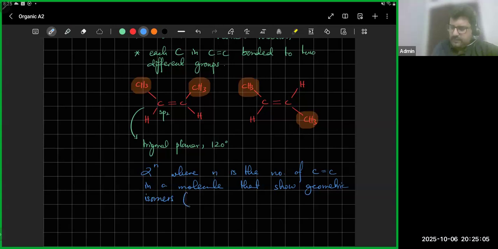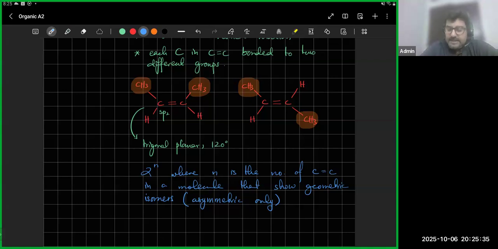And this 2 to the power n only works for asymmetric molecules, where the left and right side don't look exactly the same. So anyways, if a molecule has two double bonds, then both of them could be in the cis shape, or both of them could be in the trans shape, or the first one could be cis and the second one trans, or the first one could be trans and the second one cis. So there will be four arrangements.